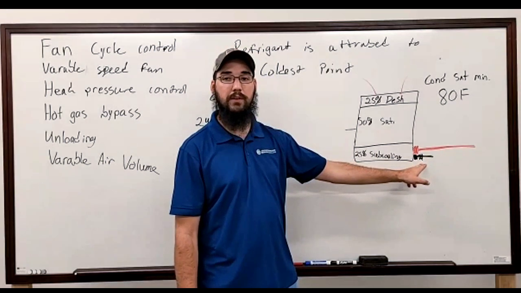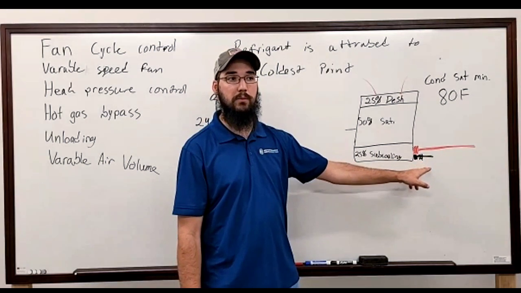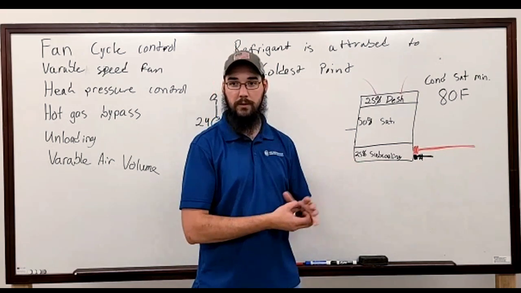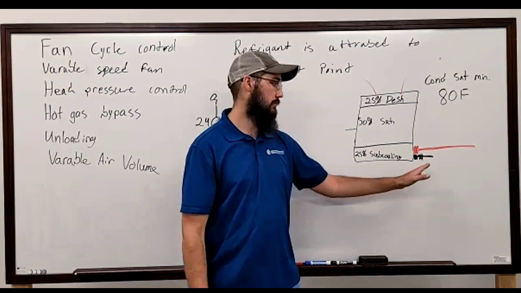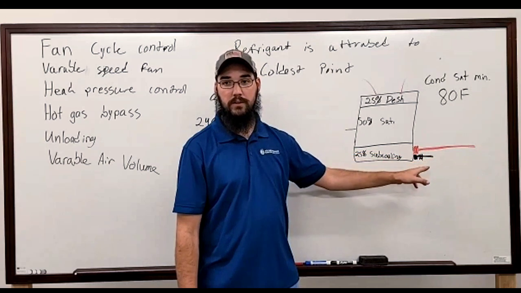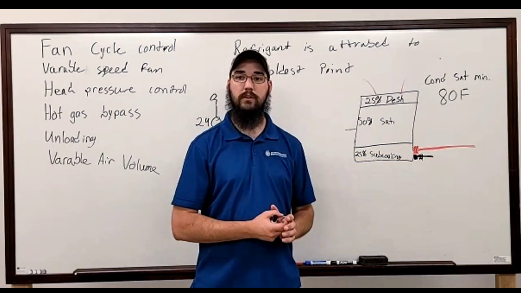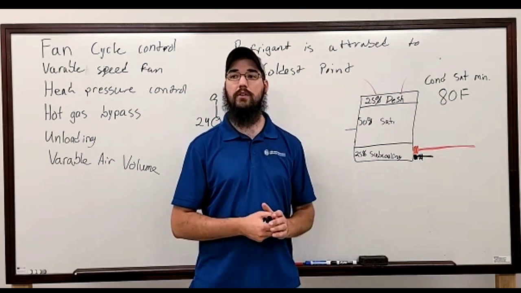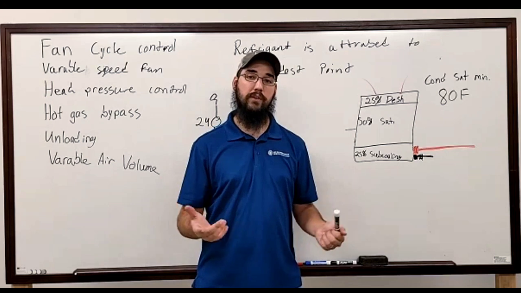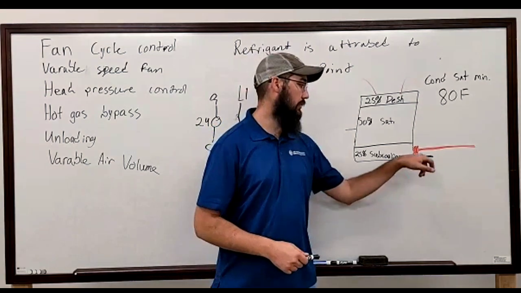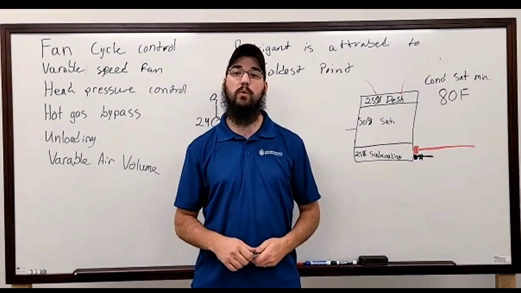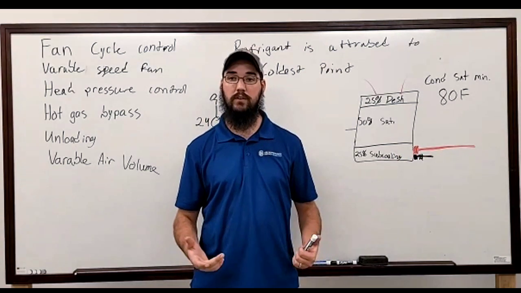I've never seen these be TXVs. These will be a fixed bore piston metering device with a knuckle joint coupling right there, and the suction line will still be sweat, but the liquid line will have a knuckle joint, which is an immediate indicator that that system probably has a metering device there. Another verification you could try is, those knuckle joints are supposed to have stamped on them the orifice size that it takes.